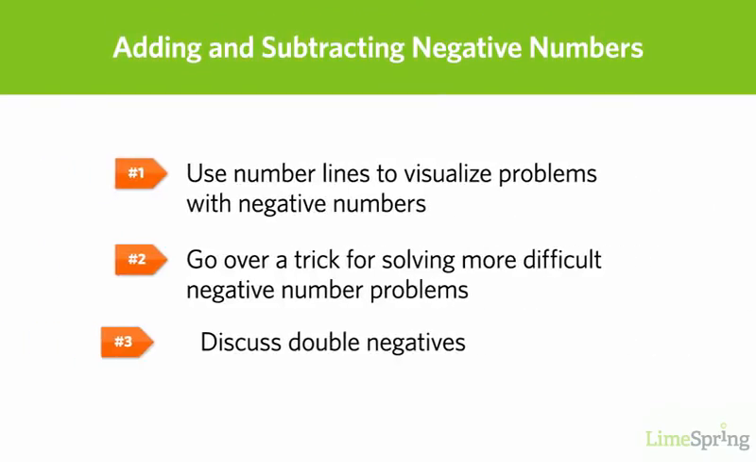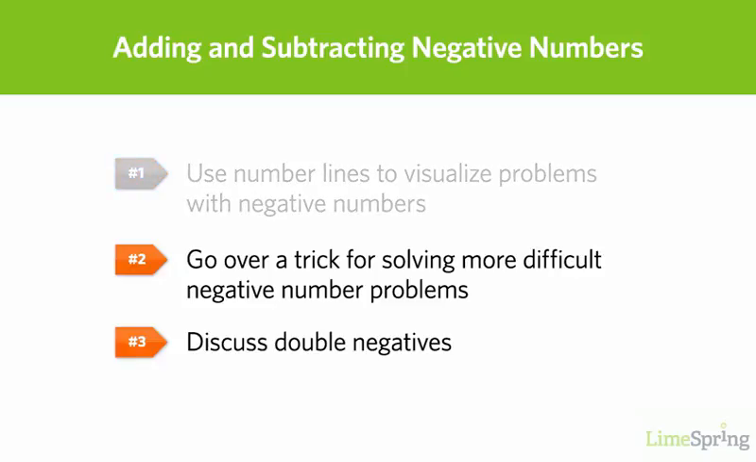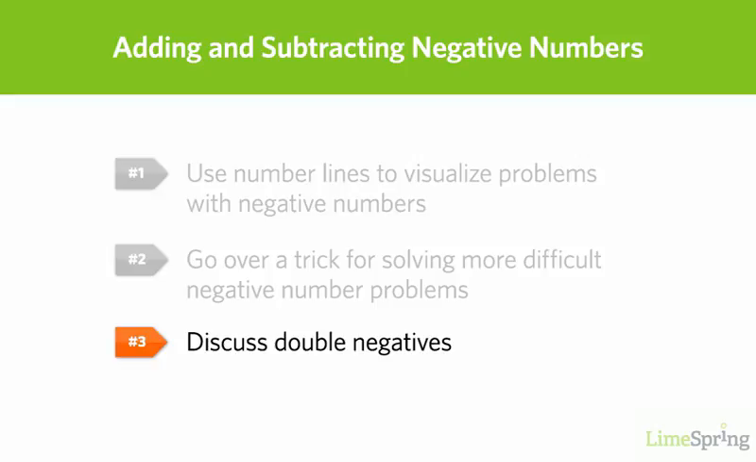Welcome back. So far we have covered 2 of the 3 topics that I wanted to discuss in this lesson. We went over using number lines to visualize problems, and then I showed you a trick for solving more difficult problems. Now let's finish up by discussing our final topic, double negatives. To do this, we'll tackle 2 last problems that might appear to be difficult, but as you'll soon see, they only look that way. Here's the first problem, 3 minus negative 5.